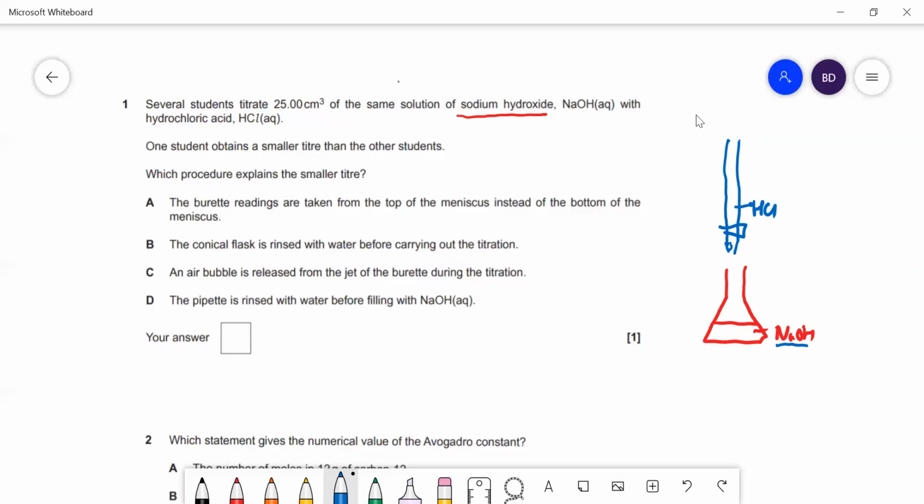And the pipette is rinsed with water before filling with NaOH. Yeah, that would do it. The pipette should be rinsed with the solution you use, the NaOH. If you rinse it with water, you're going to dilute the NaOH, and then you'll need less acid. So the answer is D.